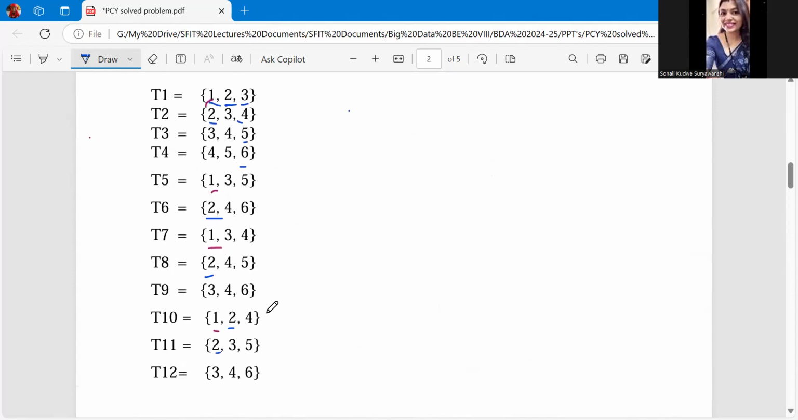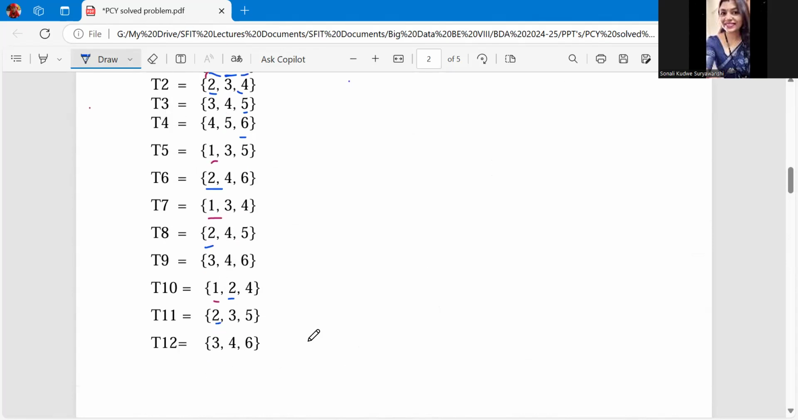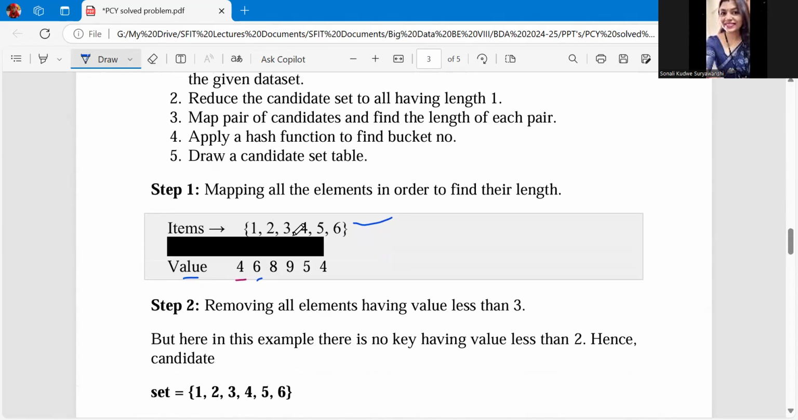Likewise, you will do it for 3: 1, 2, 3, 4, 5, 6, 7, 8. So 3 is observed 8 number of times. Likewise, you have to do it for all 6 elements. So 4 is observed 9 number of times, 5 is observed 5 number of times, and 6 is observed 4 number of times.